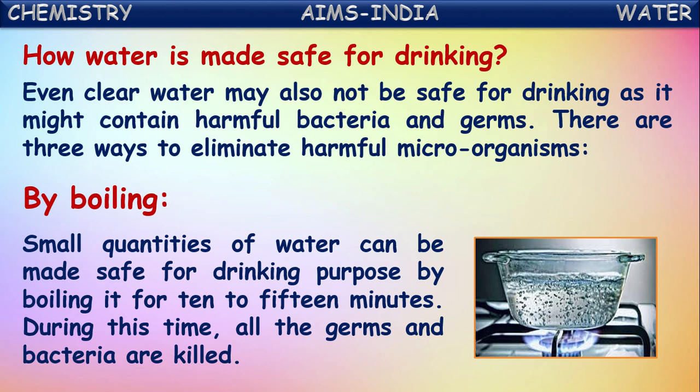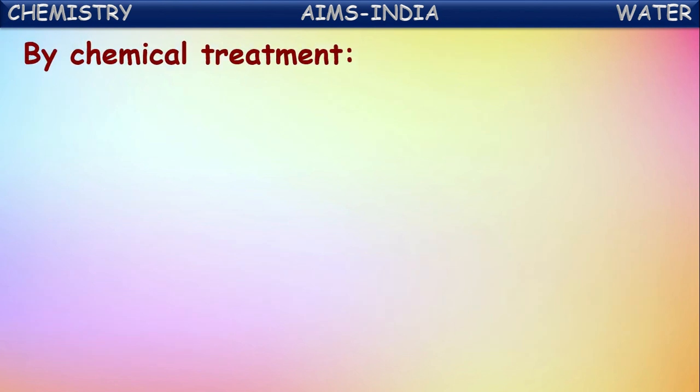After cooling, that water can be taken for drinking. So in that way, water is made safe for drinking by boiling. This is one of the simplest methods of purification of water, boiling it. Okay. Another method is chemical treatment.